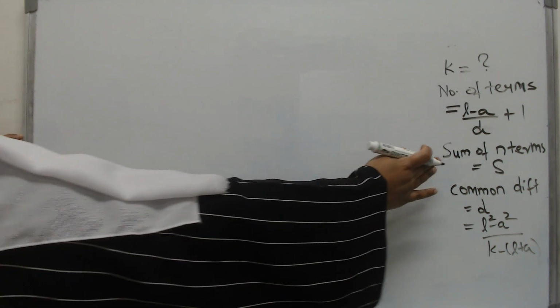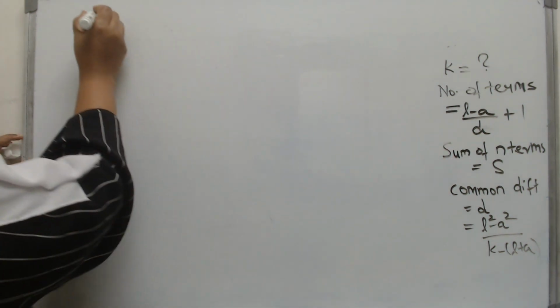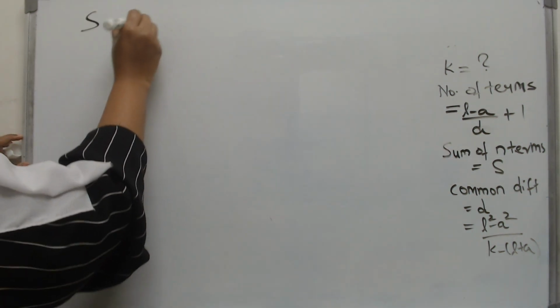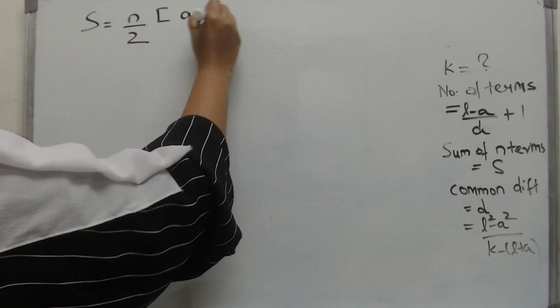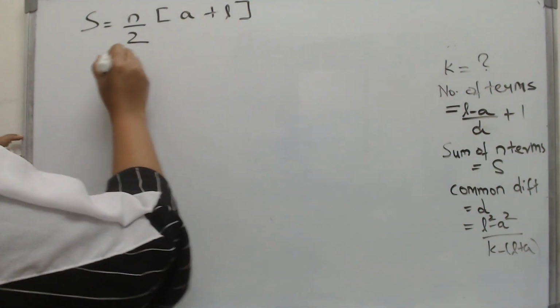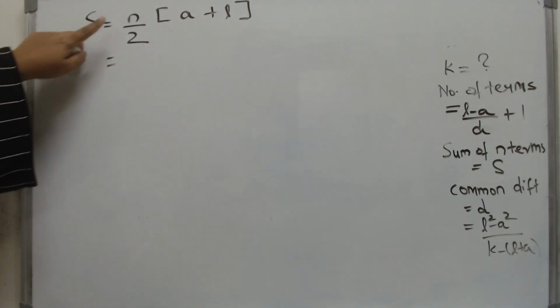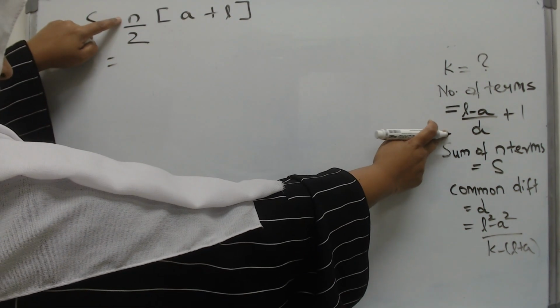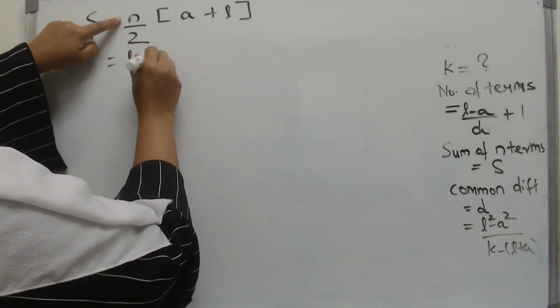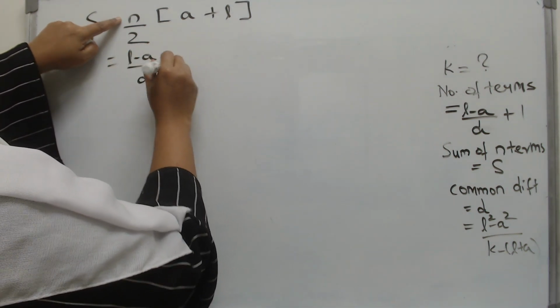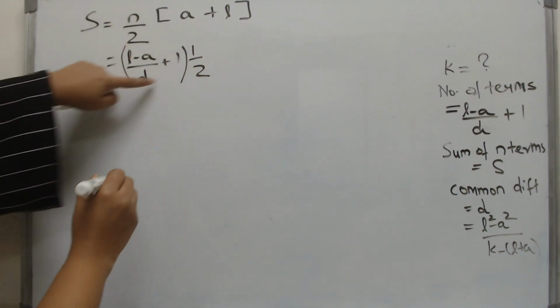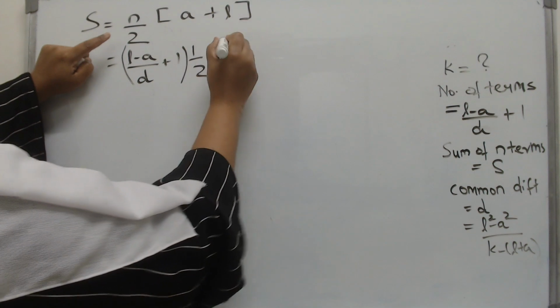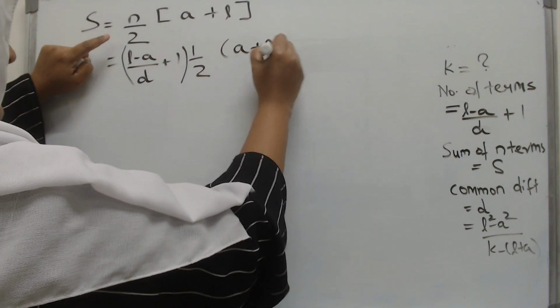Now what is the formula for the sum of n terms? It is n by 2 into (first term plus last term). But then we know what n is, right? We just found that out. Our number of terms is this much, and the whole thing by 2. This whole thing was our n, and then we had a plus l.